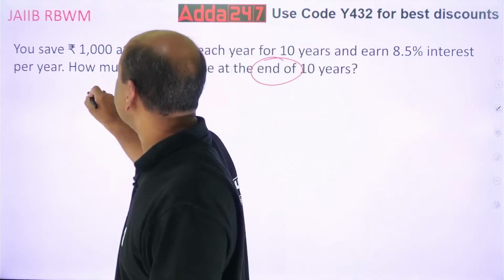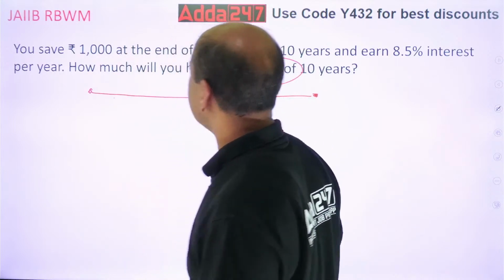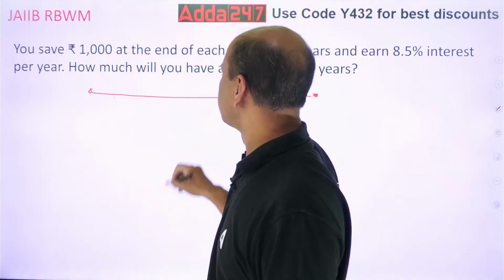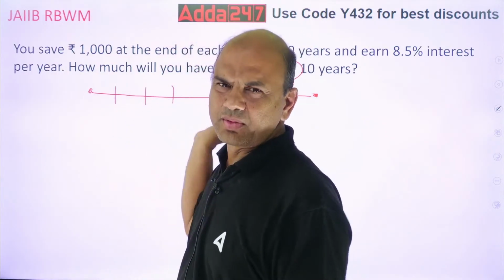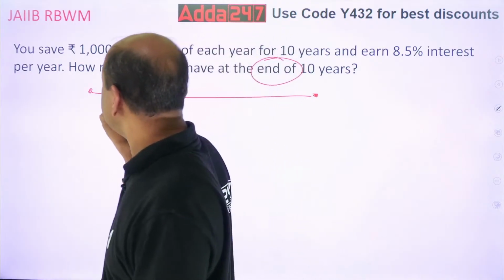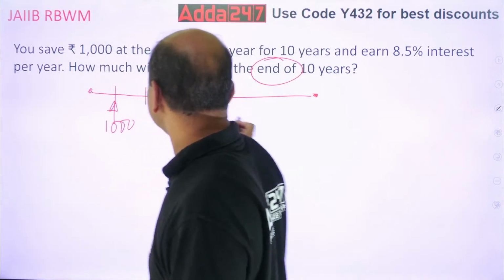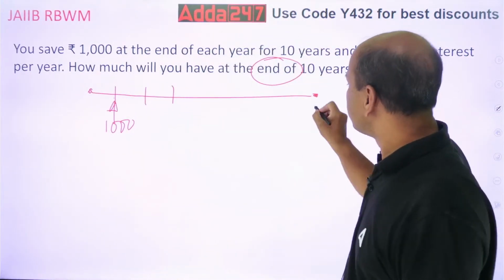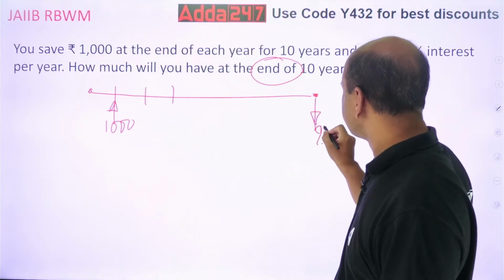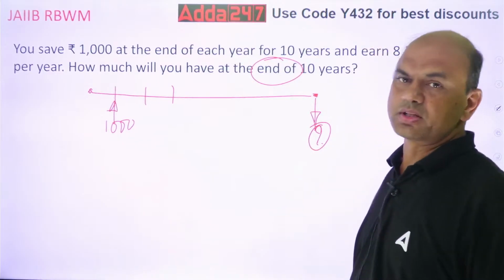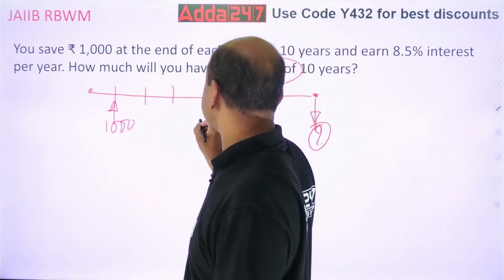So look, the problem is like this. I go on investing 1000 rupees at the end of each year. So 10 years. So every year I am putting 1000 rupees, for 10 years. Now what will I get at the end? At the end, what is my amount? That is the question. What is the amount at the end? ROI is given, rate of interest is 8.5%.